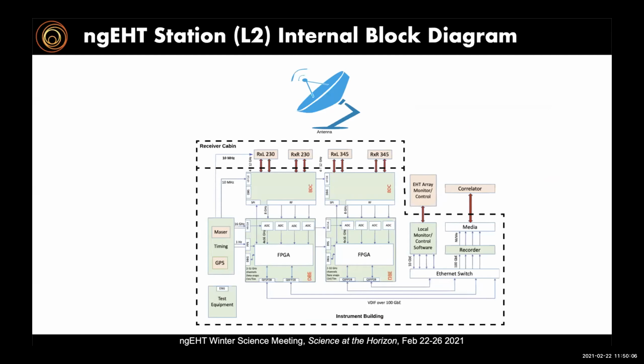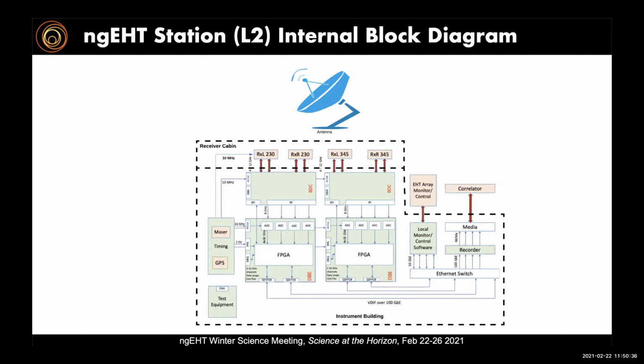This is more of an internal view, or interface view, of the new ngEHT station. Again, it's early in the conceptual design. I think Shep mentioned a number of the requirements. We're looking at small dish antennas anywhere between 3 and 10 meters in diameter. We're looking at simultaneous dual frequency observation at 230 and 345 gigahertz at least. We're going to be dealing with a lot more data.